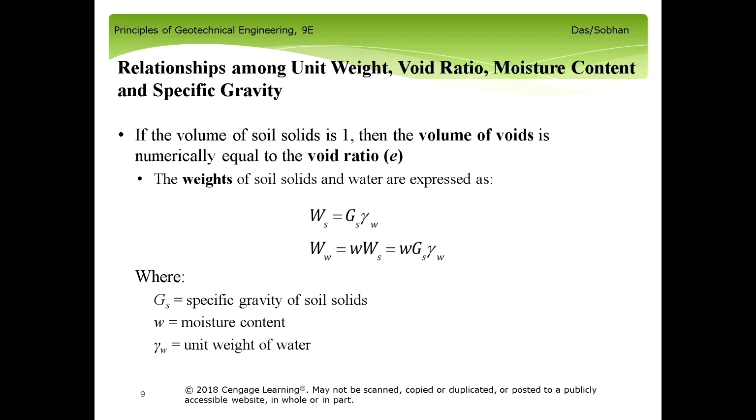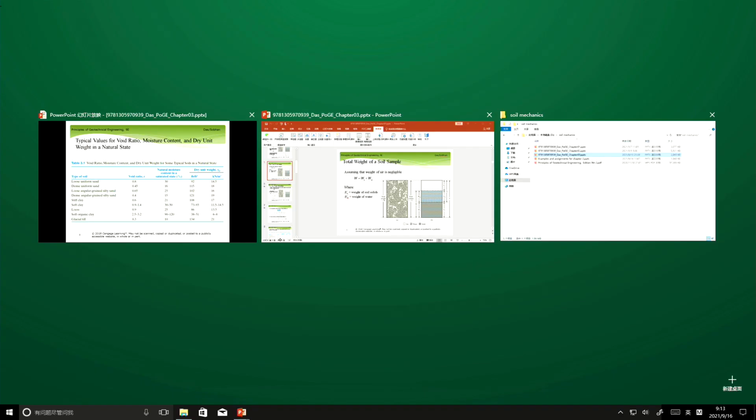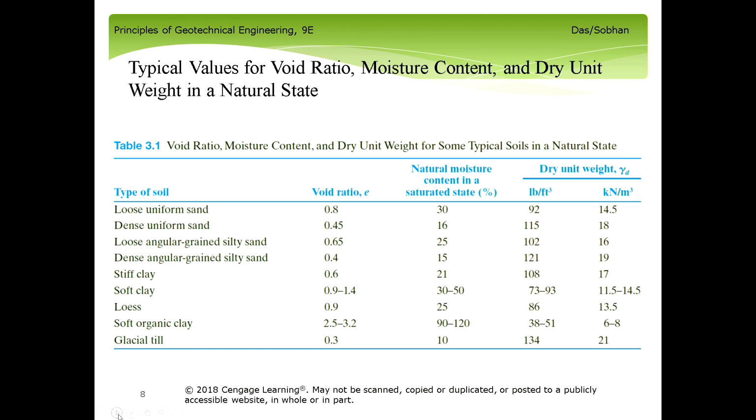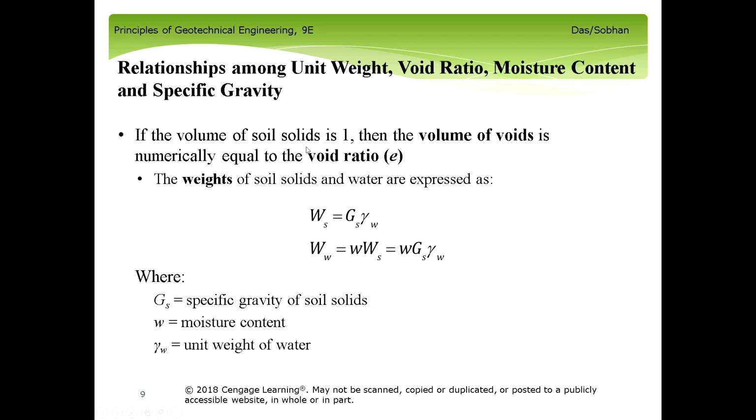Try to understand this yourself. We consider the solid volume to be 1, then the volume of voids is numerically equal to the void ratio e, right?